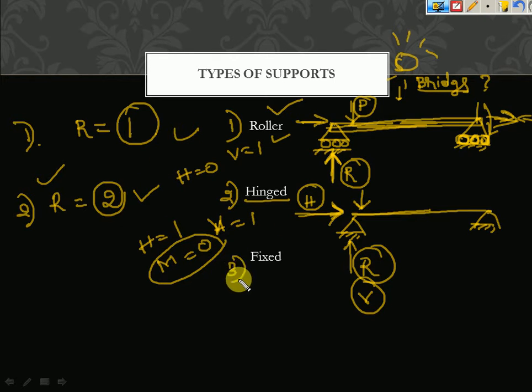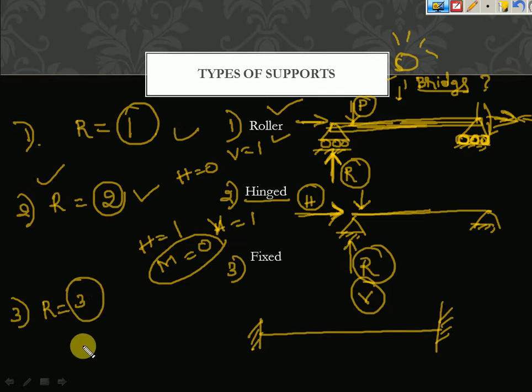Then coming to the fixed support. Fixed support is represented like this. The number of reactions which develop in the fixed support is 3. That is one vertical reaction, one horizontal reaction, and the other one is moment. So the total number of reactions is 3. Just be familiar and careful about this. This is very important in solving problems and completely in strength of materials. It is the basic of the basics.